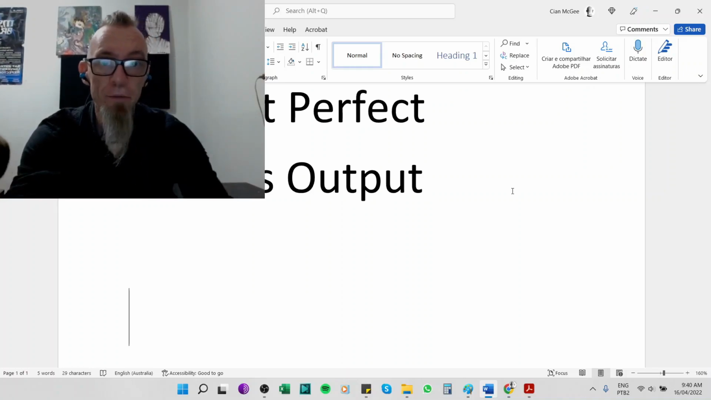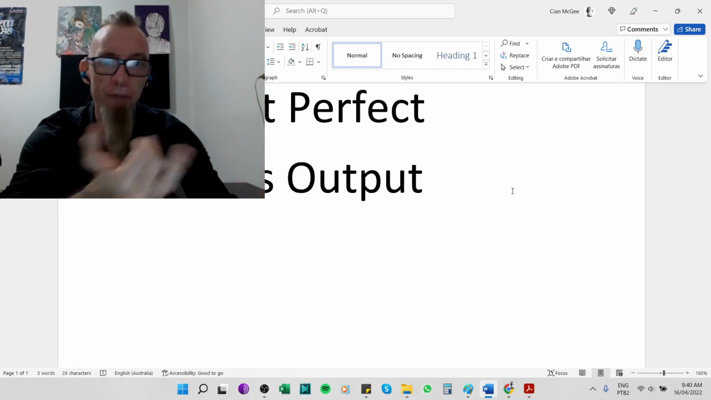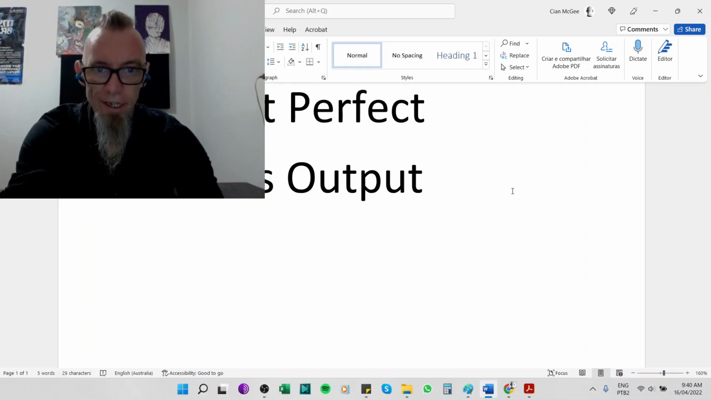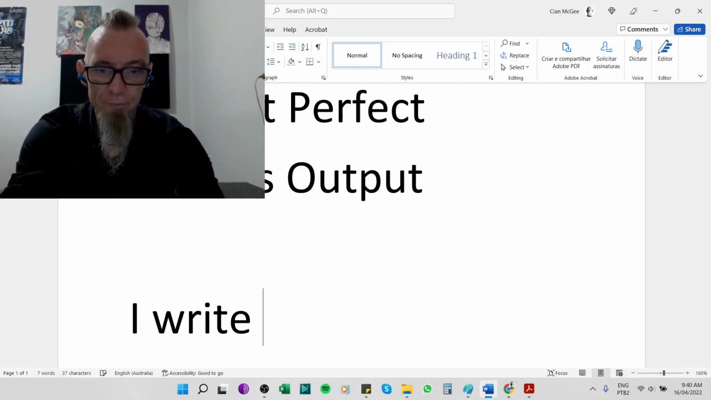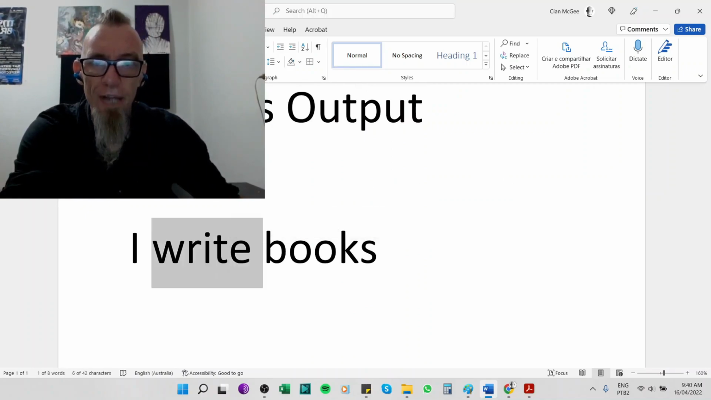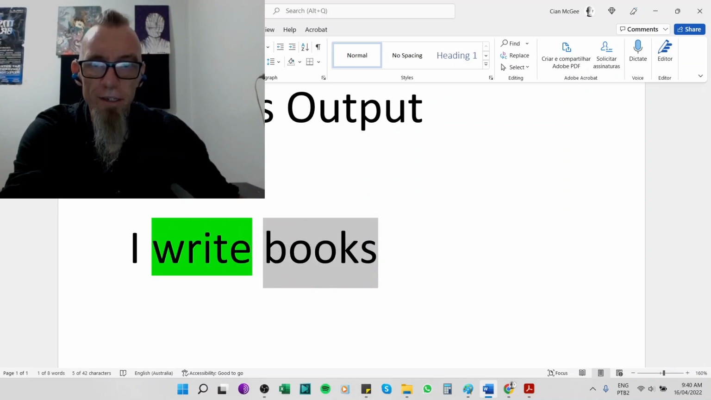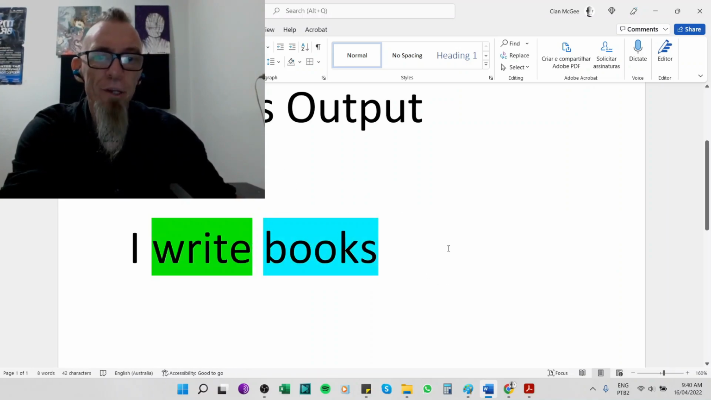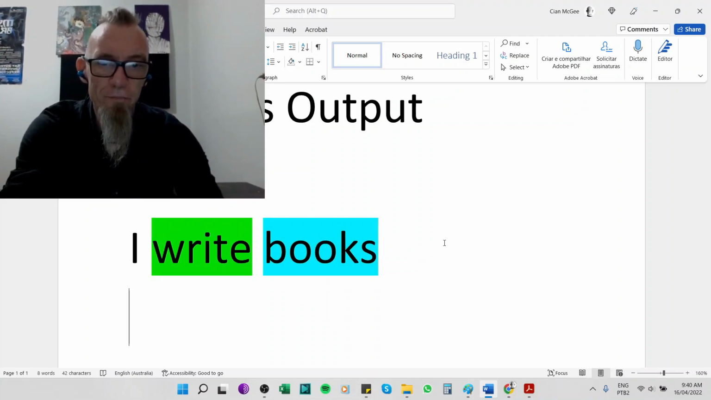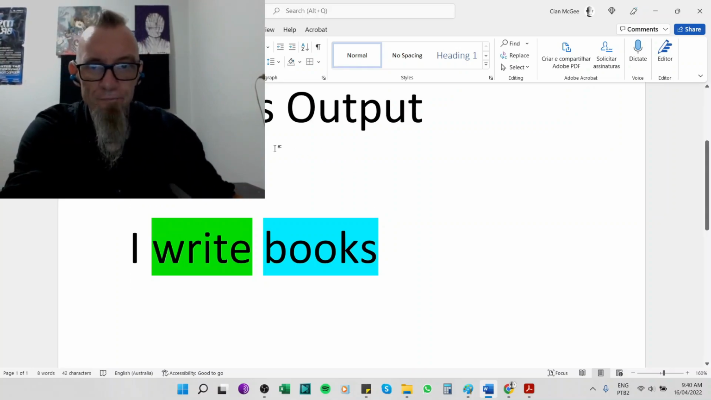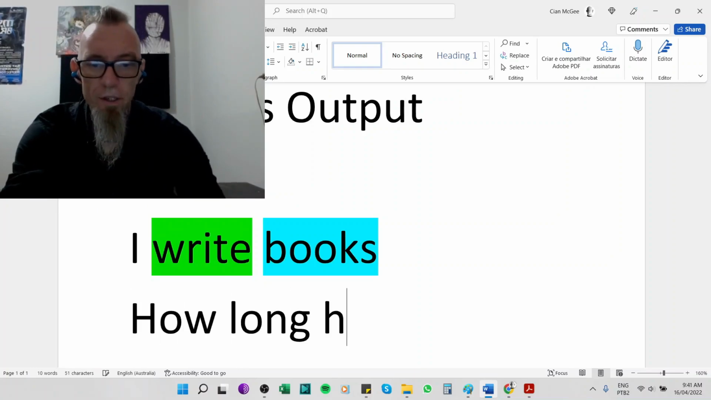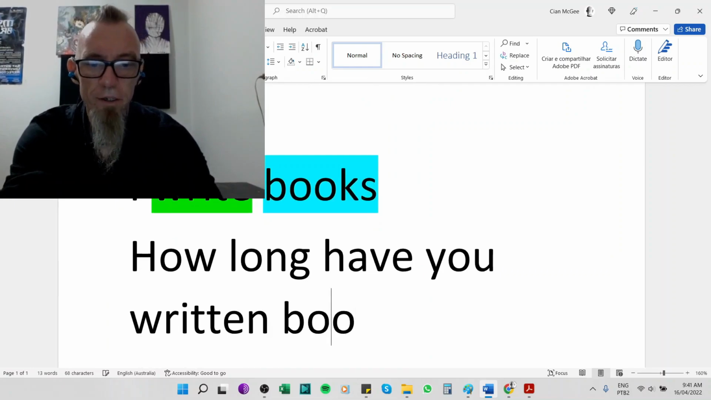Okay, in today's lesson, we're going to look at present perfect for measuring time versus output. So, what do you mean by this? If I look at a sentence in the present, so I write books, well, I can measure the verb, the action, or I can measure the object, the output. And so, to measure verbs, we know we need the present perfect. And when measuring a verb, we're always measuring time, always. So my question for that will be, well, how long have you written books?